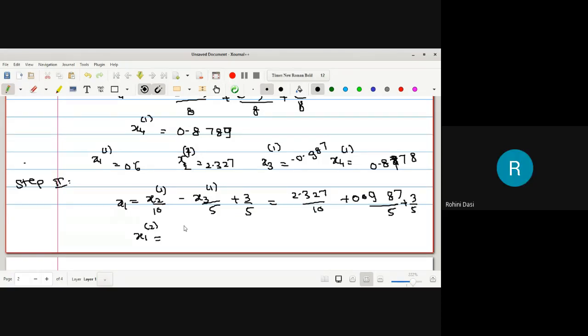Ma'am, 1.0301. I think there is some mistake in the values. Bhagyashree, 0.6353. Okay, you must check once again, because I have the value as 1 point something. So check it once again, I am also checking this one.